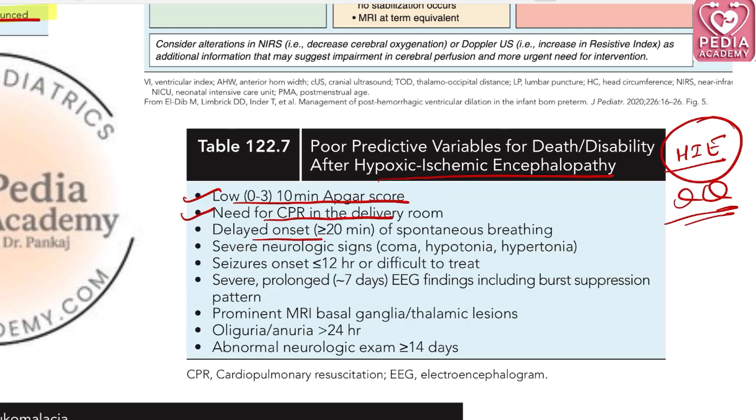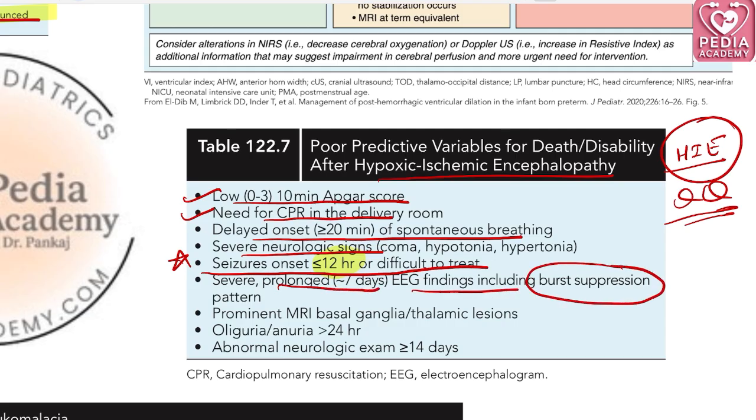Delayed onset more than 20 minutes of spontaneous breathing, severe neurological signs, seizure onset less than 12 hours. Just remember, this is less than 12 hours, not more than 12 hours. This was a previous INI SS question and many students fumble at that. Next is severe prolonged EEG, around 7 days, including burst suppressions. This was a NEET SS question.